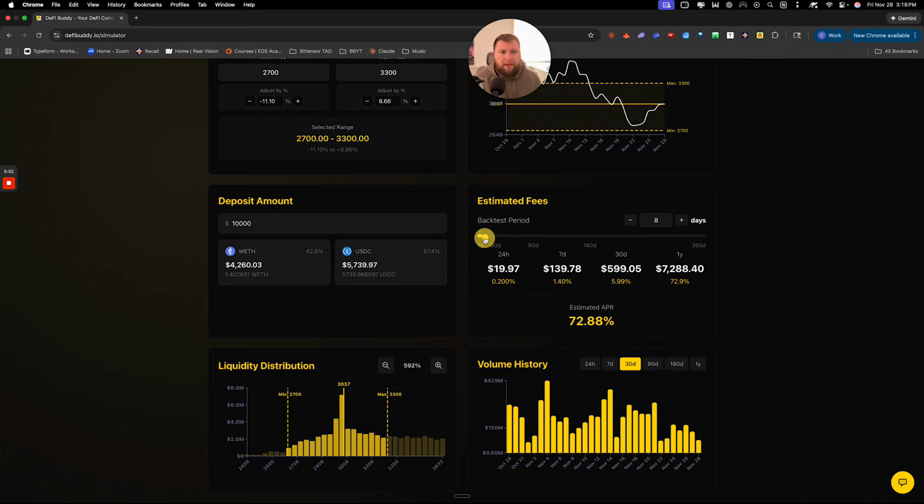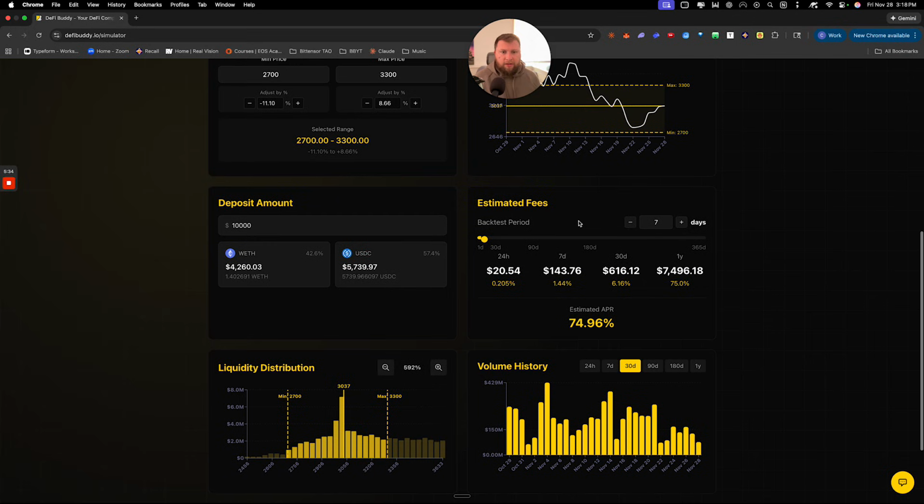So if I were to expand this out to the last 7 days, let that load, you can see that the estimated APR is actually up a little bit. And that means that in the last 7 days, there was a little bit more volume on average in comparison to just the last 2 days. So we're estimating about a 75% APR in the last 7 days.